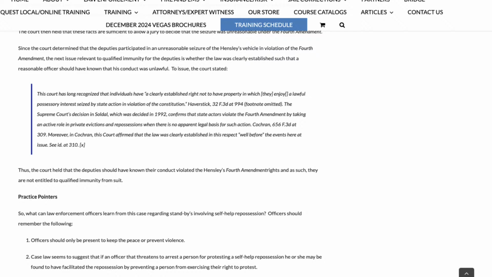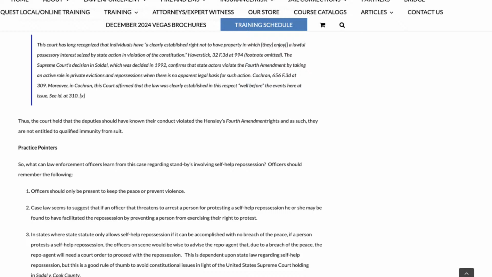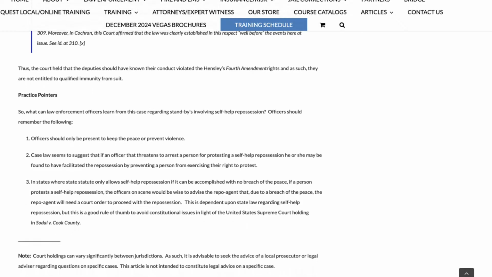Thus, the court held that the deputies should have known their conduct violated Hensley's Fourth Amendment rights, and as such, they are not entitled to qualified immunity from suit. Practice pointer: what can law enforcement officers learn from this case regarding standby involving self-help repossessions? Officers should remember the following. Officers should only be present to keep the peace or prevent violence.